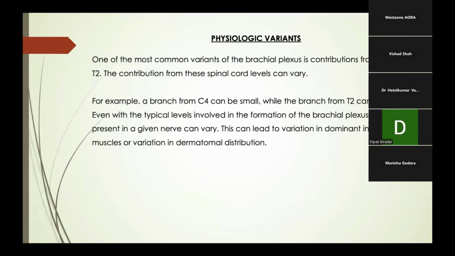One of the most common variants of the brachial plexus is the contribution from C4 and T2. The contributions from the spinal cord levels can vary. For example, a branch from C4 can be small, while the branch from T2 can be large. Even with the typical levels involved in the formation of the brachial plexus, the levels present in a given nerve can vary. This can lead to variation in the dominant innervation to the muscles or variation in the dermatomal distribution.